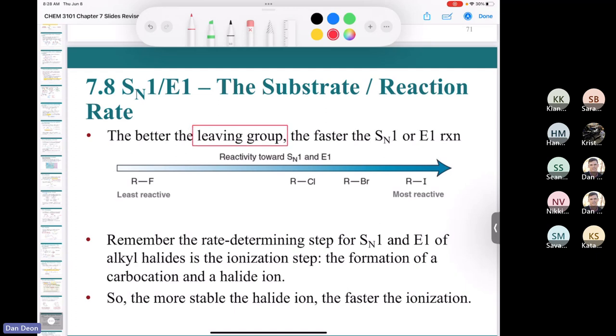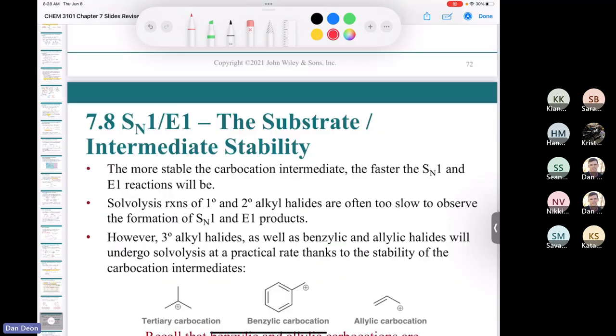Yeah. So if we compare fluoride, chloride, bromide, and iodide, you know that these three are good leaving groups. This is a terrible leaving group. It doesn't leave at all, okay? No situations that we would look at in this chapter. And you should know that HI is a stronger acid than HBr, and HBr is a stronger acid than HCl. So iodide is the best leaving group, bromide is the second best, and chloride would be the third best. All right, so again, the weaker the base or the more stable the halide, the faster the ionization will be.